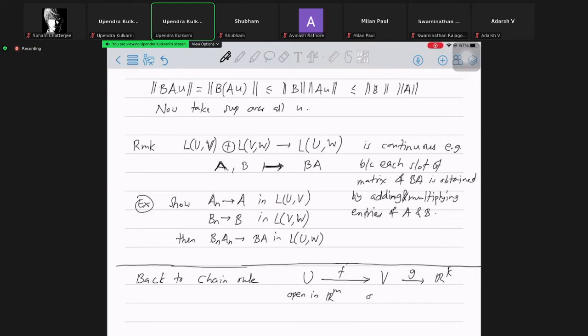So V is an open set in R^n, and G is defined on this entire open set. So this is what I have, and let us say that A under F goes to F of A, which I call B.